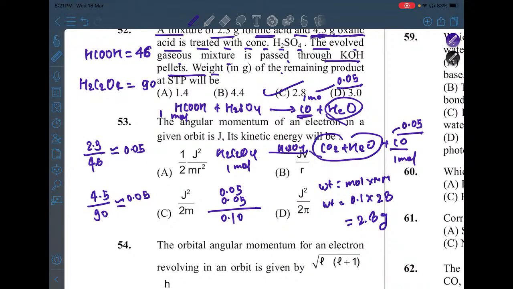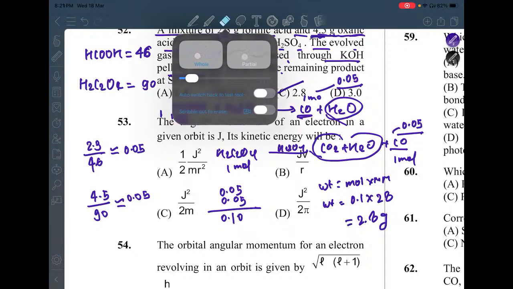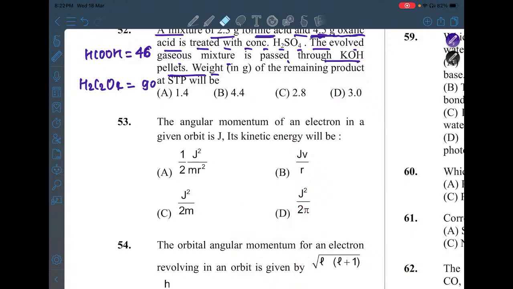Now, I hope you understood question numbers 51 and 52. I'm just erasing this. So the correct answer for this question is 2.8.